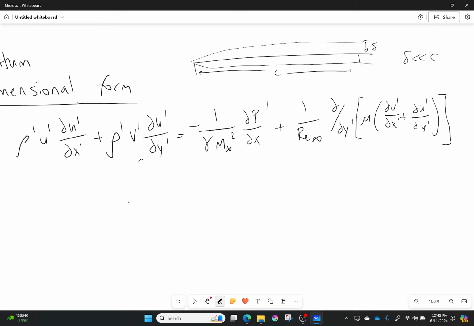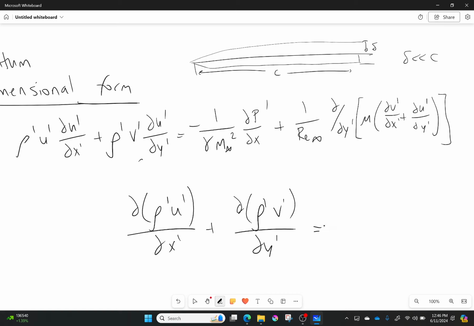Looking at continuity, you're like, why am I bringing in a second equation? We need it. I'm sorry, we need it. Del of rho prime u prime over dx prime plus del of rho prime v prime over dy prime is equal to 0.